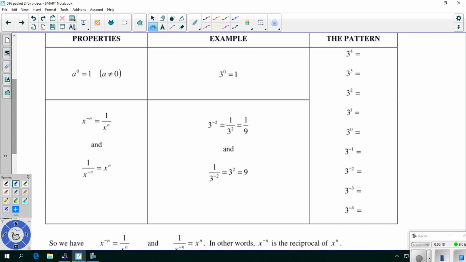So let's take a look at the right-hand column. I'll start here with 3 to the first. That's easy. That's just 3. 3 to the second going up this chain is 9. 3 to the third is 27. And 3 to the fourth is 81.